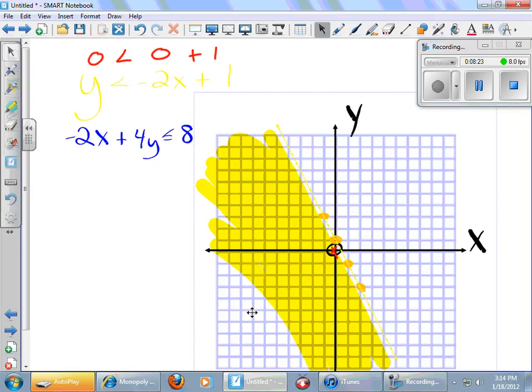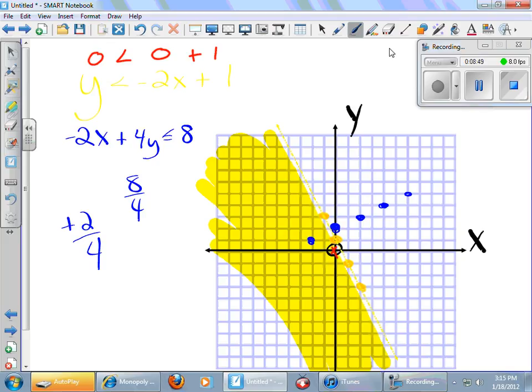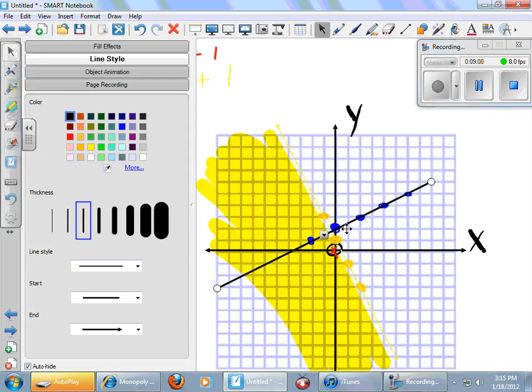All right, now in blue, I'm in standard form, so I'm going to find my y-intercept, which is going to be 8 over 4, or 2. And my slope is going to be -a over b. This will be -1/2. So rise 1, run 2, rise 1, run 2, go down 1, back 2, right? This line will be solid, right? Because it is equal to, and I'll make that line blue.